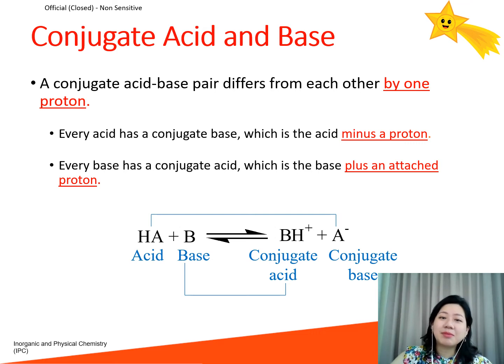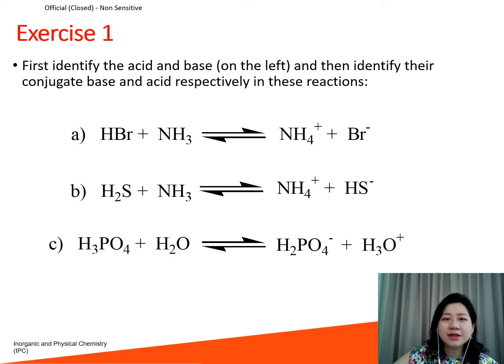A base can be represented by B. B stands for base, but again, this could be any base, such as hydroxide, ammonia, etc. The conjugate acid of the base is the base plus an attached proton. So here it is represented as BH+. Using the concept we've just gone through, take a look at each of these equations. Identify the acid and base on the left side of the equation, then identify their conjugate base and acid on the right side of the reaction. Press pause to try the question yourself, then press play to view the answer.